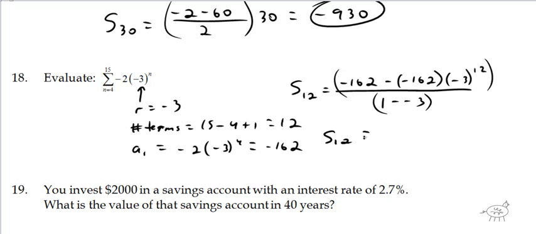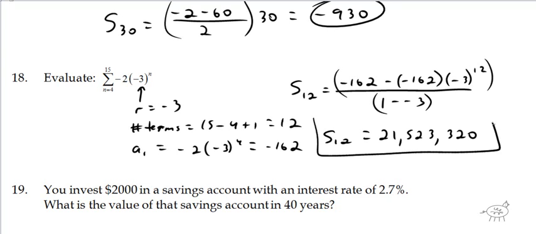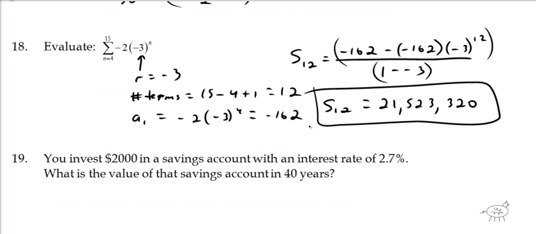So S sub 12 is equal to 21,523,320, which is pretty close to the current balance of my checking account right now. That's kind of cool. That's amazing.